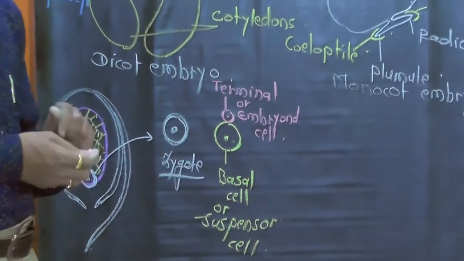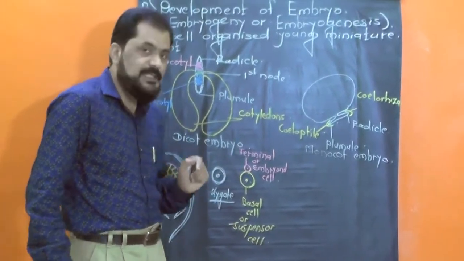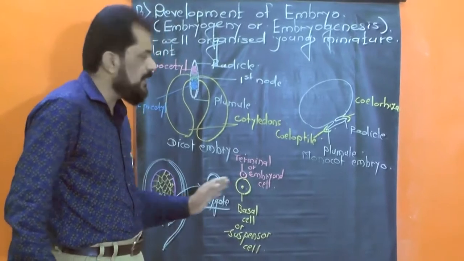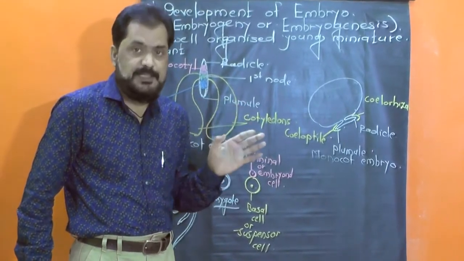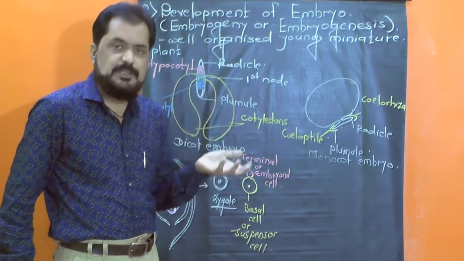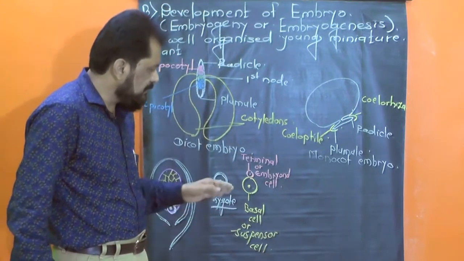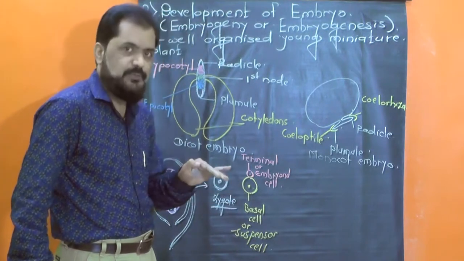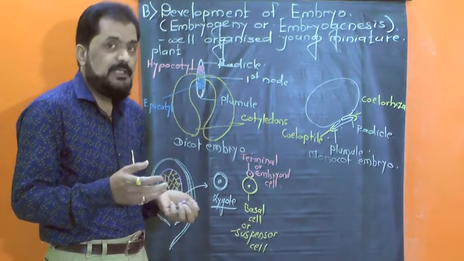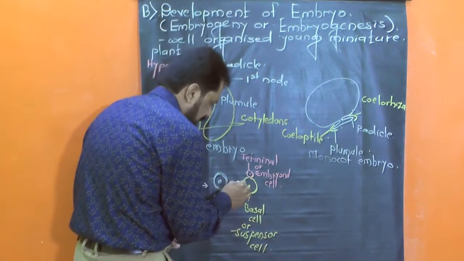Now this basal cell, the suspensor cell, divides transversely, while the embryonal cell divides vertically, of course by mitosis. Because you must know, during the development of the embryo, whatever cell divisions take place, all are mitotic. So the suspensor cell divides transversely and the embryonal cell divides vertically, leading to the formation of four cells. Let me show here in the diagram.